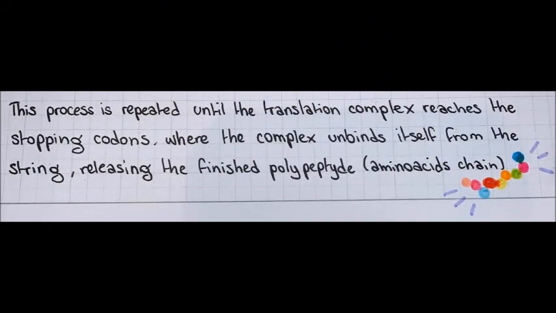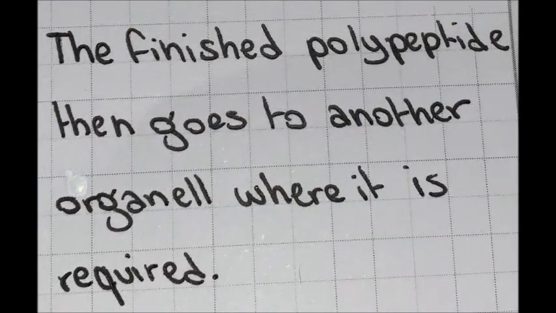The process is repeated until the translation complex reaches the stop codons, where the complex unbinds itself from the string, releasing the finished polypeptide amino acid chain. The finished polypeptide then goes to another organelle where it's required.